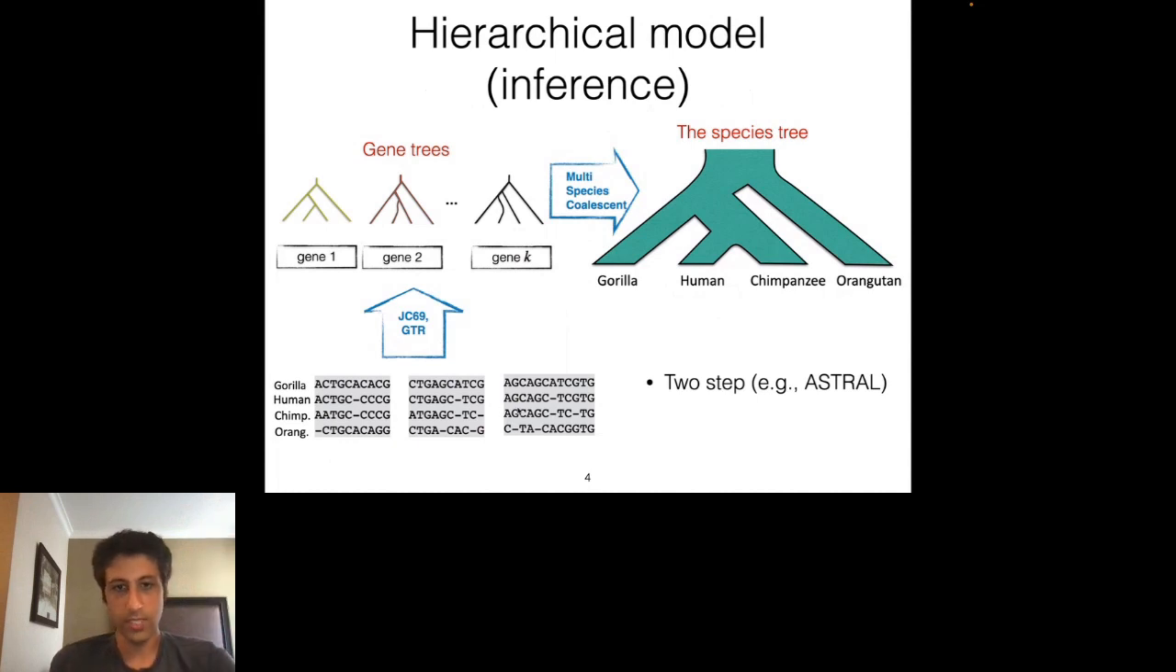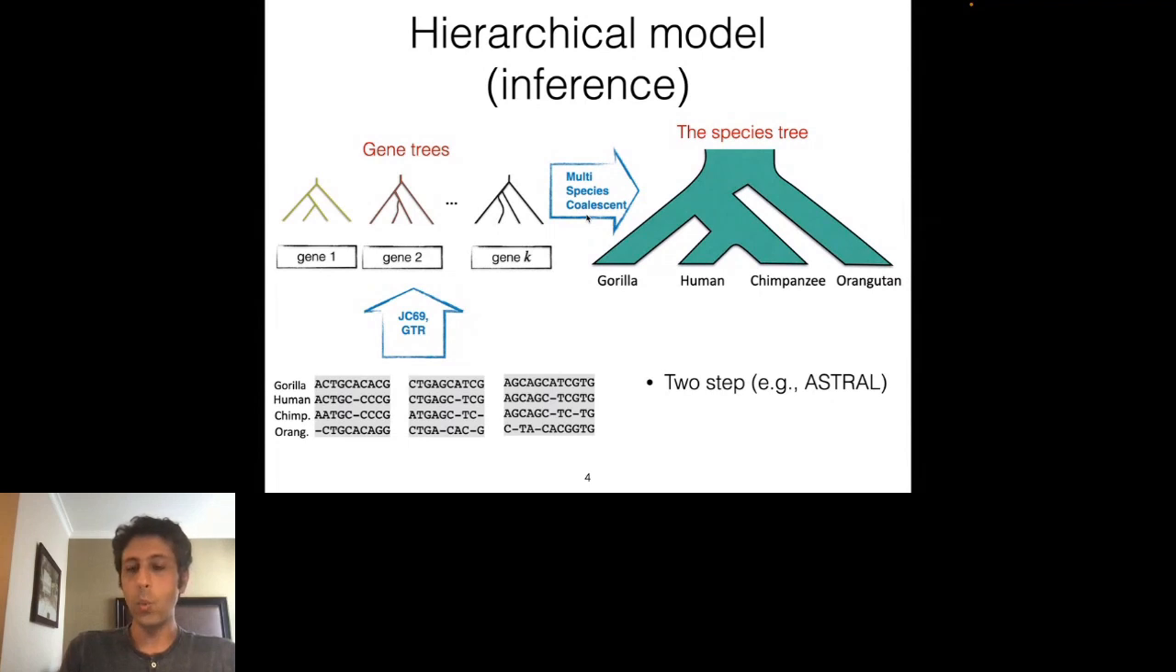The simplest approach that would first come to your mind is: let's take each gene, use one of those models, and infer a gene tree. Now you have a collection of gene trees, and perhaps we can summarize those gene trees to get a species tree. That's one of the dominant approaches in the field. We call it two-step or summary-based methods. One of the methods for this summarization is ASTRAL, which I presented at ISMB, I don't know, maybe 8 or 9 years ago. I don't remember.